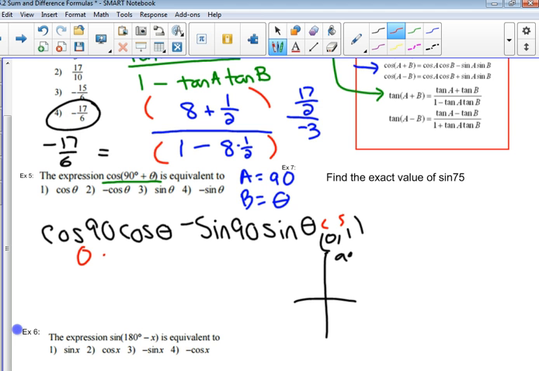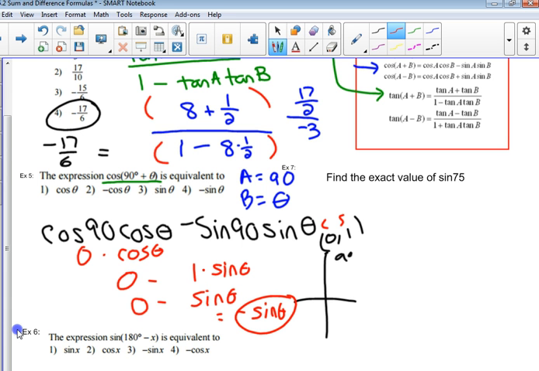So if you're taking 0 times cos theta, what's this part going to be? 0, good. Now what about the sine of 90? 1. Yeah, 1. This is saying 1 times sine theta. Well, 1 times sine theta is just sine theta. So 0 minus sine theta. Yep, negative sine theta. Right? Just again, plugging things in.